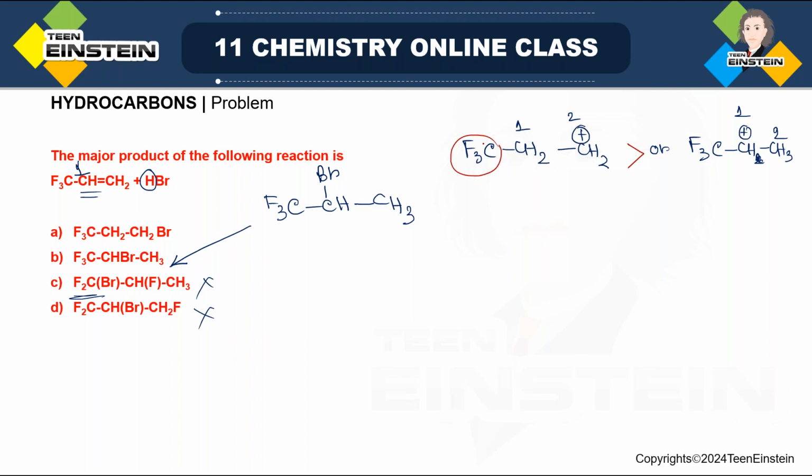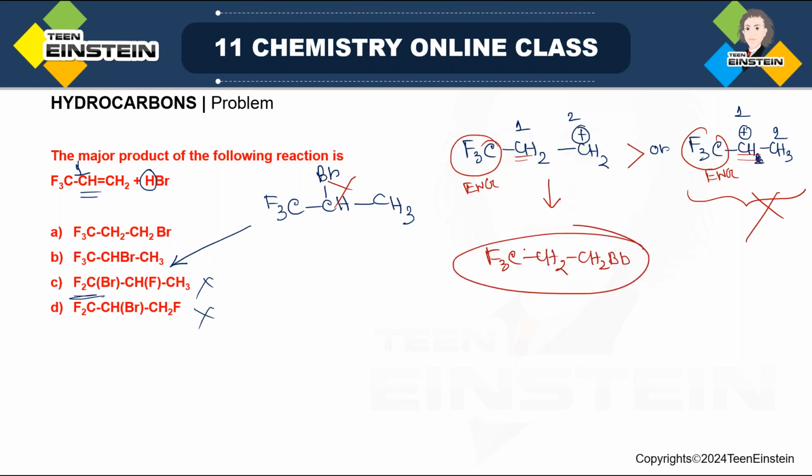This one is more stable because here we have this electron withdrawing group, which will further destabilize this positive charge. It is not a CH3 group, it is CF3, isn't it? Three fluorine atoms are there, so it is highly electron withdrawing. It will destabilize this carbocation. So though the second one is according to Markovnikov, still we will not consider it. And that is the reason this is also not the correct option. So ultimately, when finally Br is added, this is actually option A.